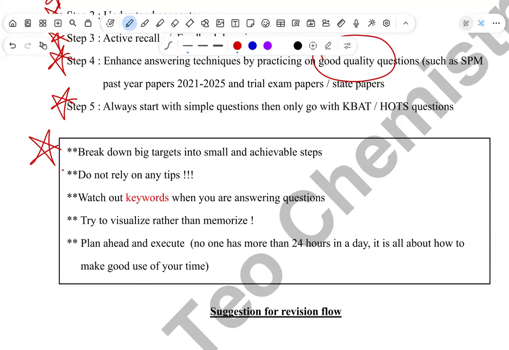Okay? And if you follow my class, I tell you all the time, don't rely on tips, okay? Because this is something that worries me. I believe that some of you somehow get tips for your trial exam, and the trial exam tips normally are really accurate, and you feel good about it. Oh, trial exam got tips, very good, and somehow really accurate.